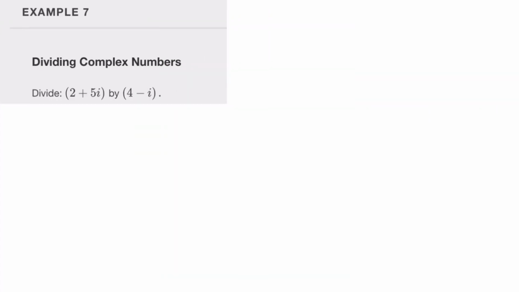Let's see here. So we're asked to divide the first one by the second one. Okay. So I'm going to rewrite it. 2 plus 5i over 4 minus i.